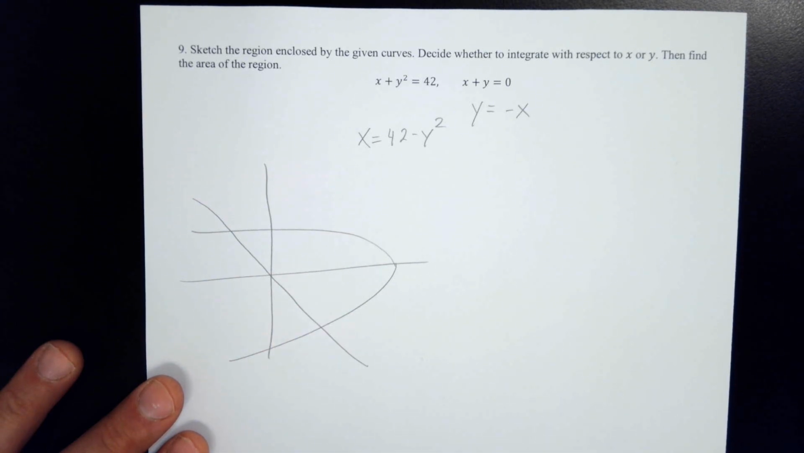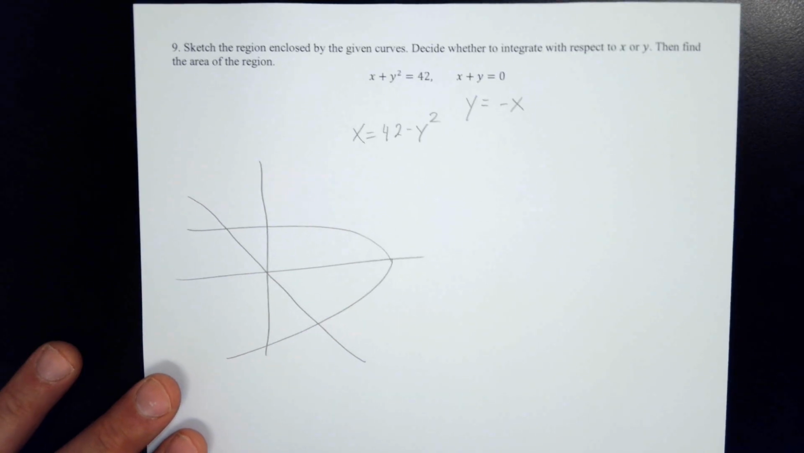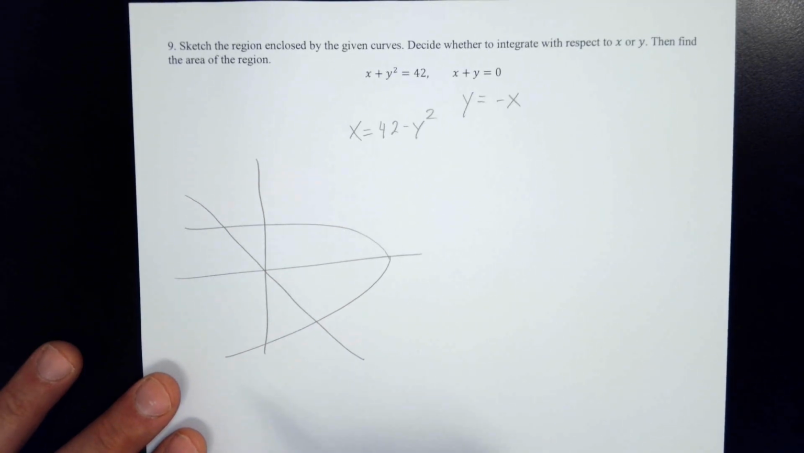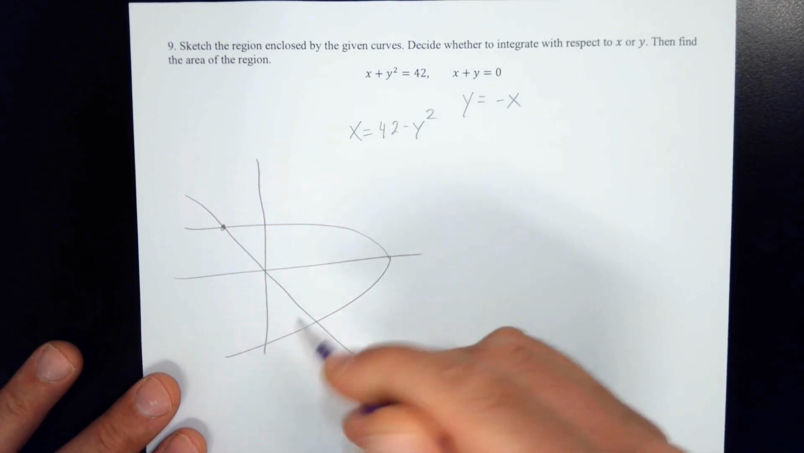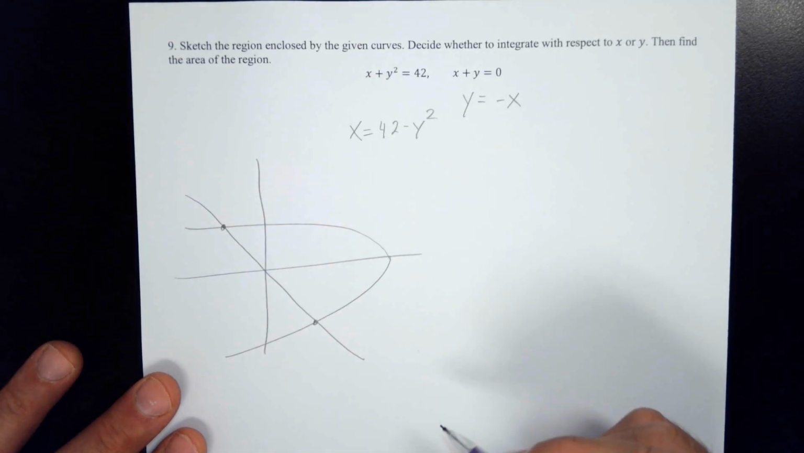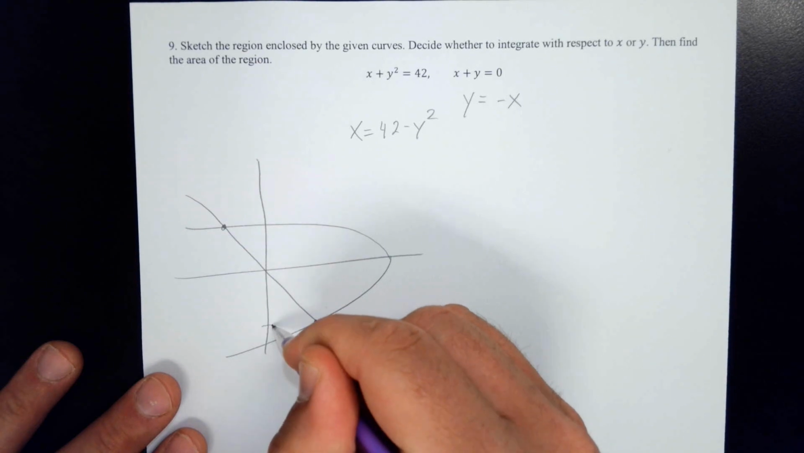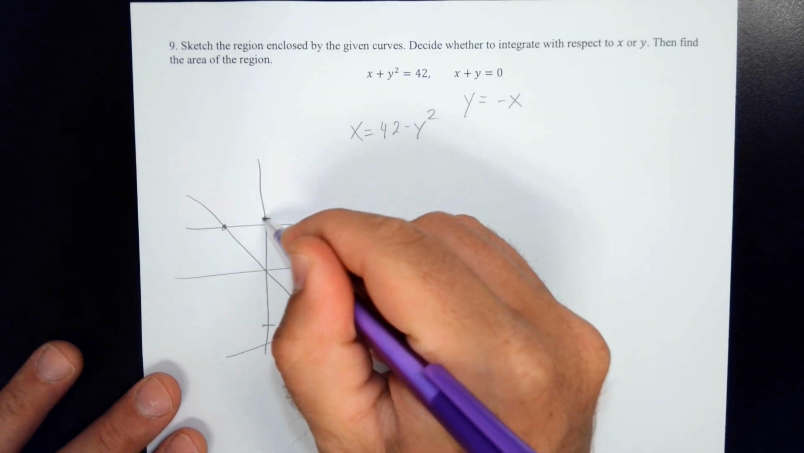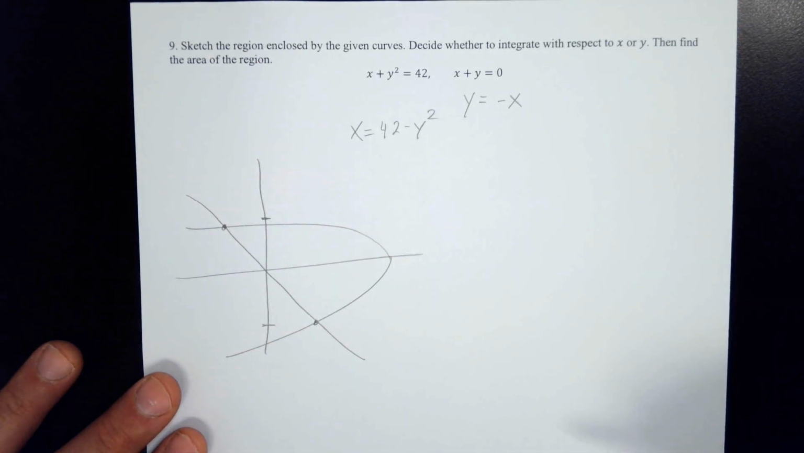So we need to figure out two things. What is this right function and what is this left function? And then we need to integrate with respect to y. We need to figure out these limits of integration from here to here. So I need to figure out as y goes from whatever this place is to whatever this place is, I need to set up that integral.